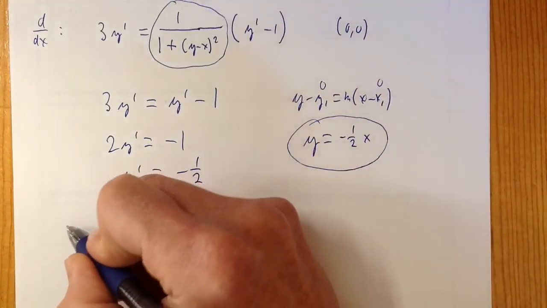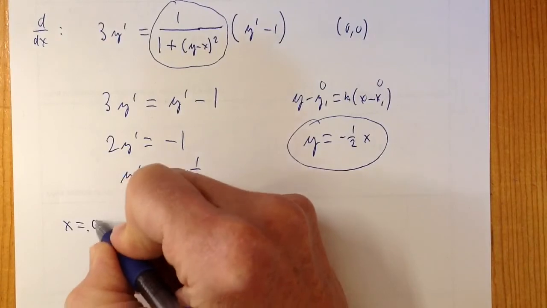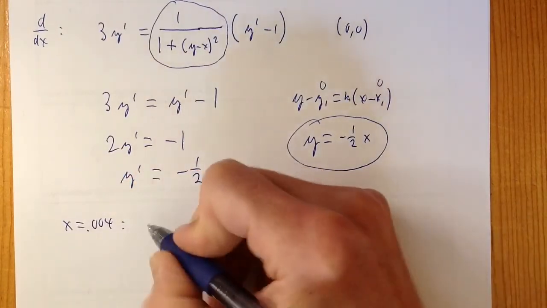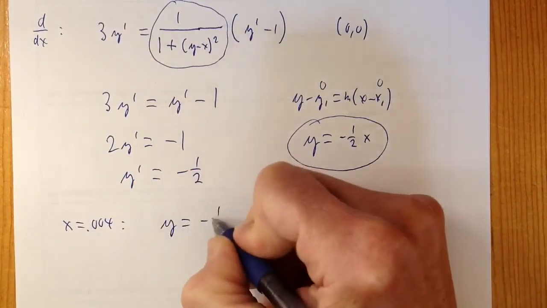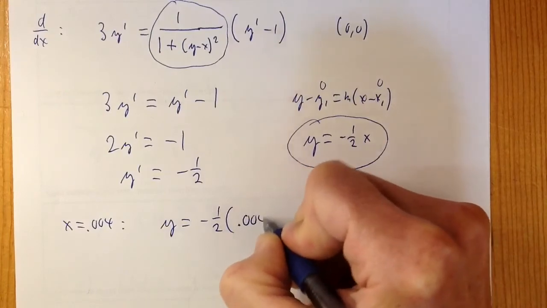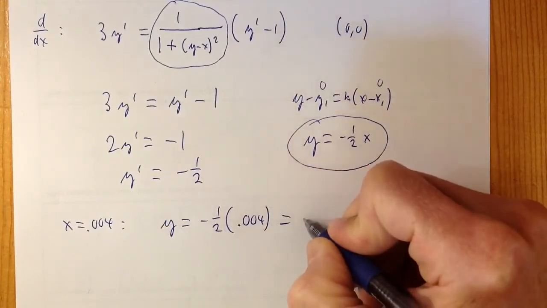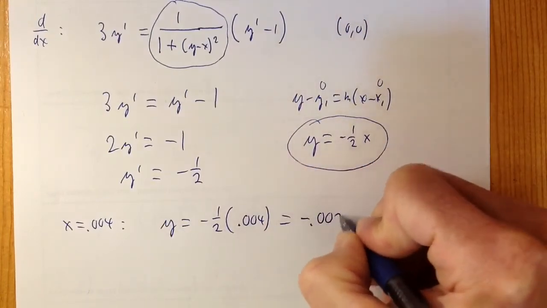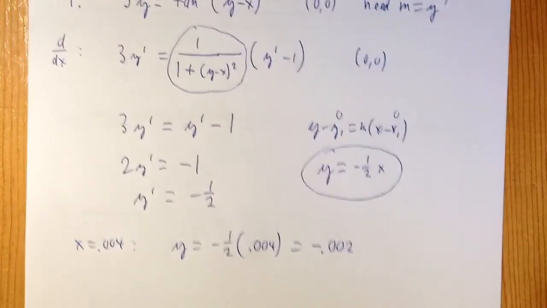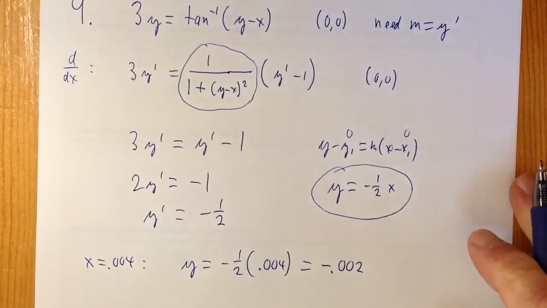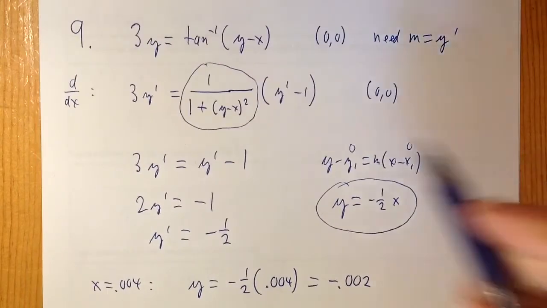So then they said, okay, what if x is 0.004, what is y? So that's super easy. y is negative 1/2 of 0.004, which is negative 0.002. And we're done. So all the linear approximations are just like we did in class.